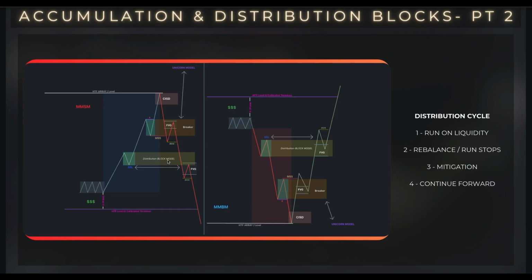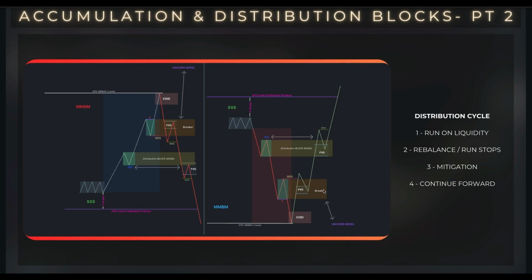And I already talked about the distribution block, right? So I'm not going to waste any more time, but fair value gaps could form either slightly before it, in the middle of it, or a little bit after it. Either way, you're good. You can target your new higher time frame level or calibrated terminus.